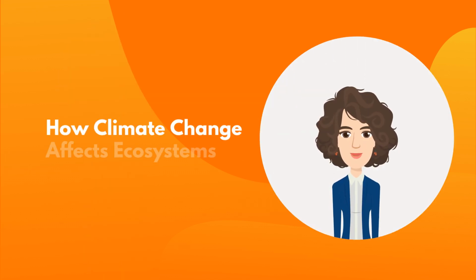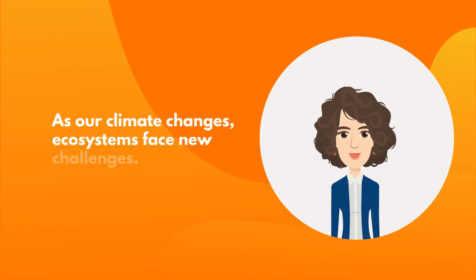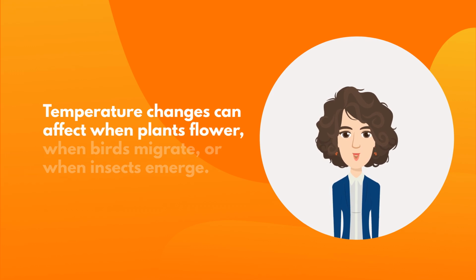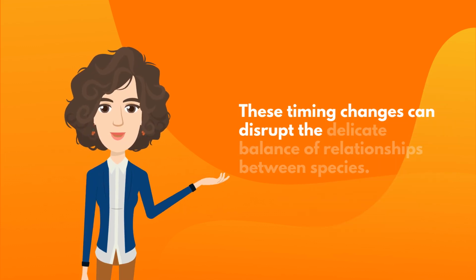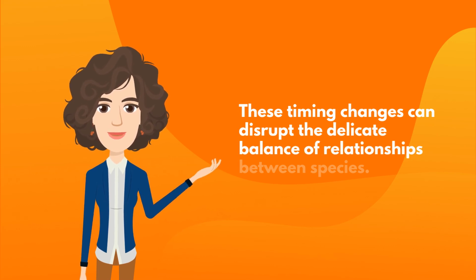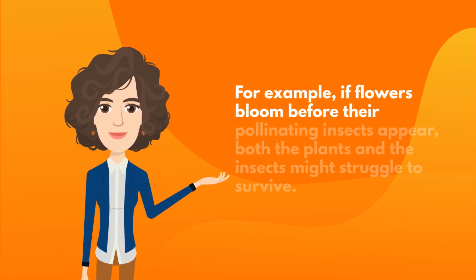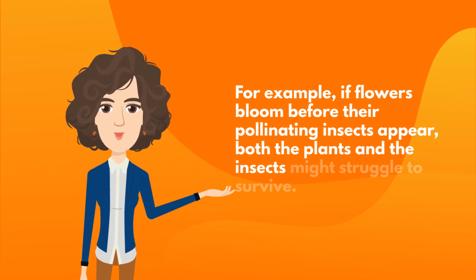How climate change affects ecosystems. As our climate changes, ecosystems face new challenges. Temperature changes can affect when plants flower, when birds migrate, or when insects emerge. These timing changes can disrupt the delicate balance of relationships between species. For example, if flowers bloom before their pollinating insects appear, both the plants and the insects might struggle to survive.